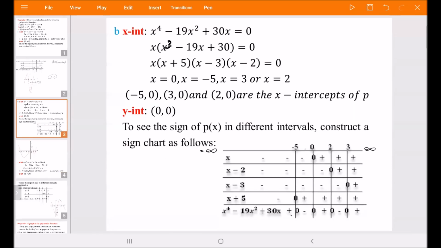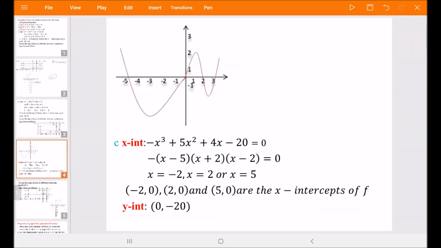For values less than minus 5, the graph of this polynomial is positive. That means it is rising and it stays above the x-axis. That means when the value of x is minus 6, minus 7, minus 8, minus 9, minus 10, as you can see, the graph of this is rising and above the x-axis. And when x is equal to minus 5, because it is one of the zeros of this polynomial, it touches the x-axis.